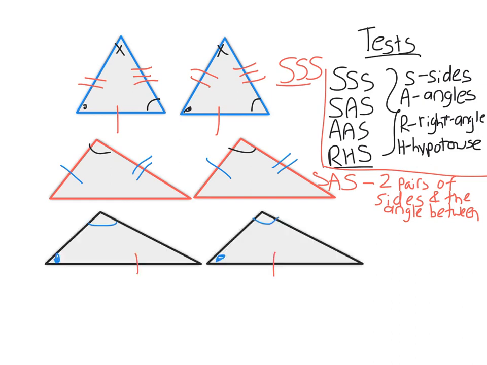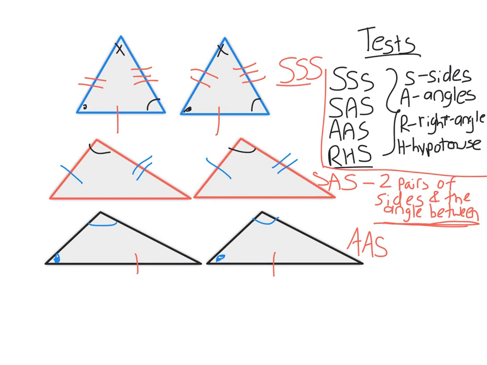So the next test is the AAS test. So that means two pairs of equal angles and one pair of equal sides. So this is easier than the SAS test because in the AAS test, it actually doesn't matter which pair of angles you have and which pair of sides. In SAS, it had to be the angle in between. In the AAS test, it doesn't matter which angle it is, okay? So these two triangles in black, they are congruent by the AAS test.